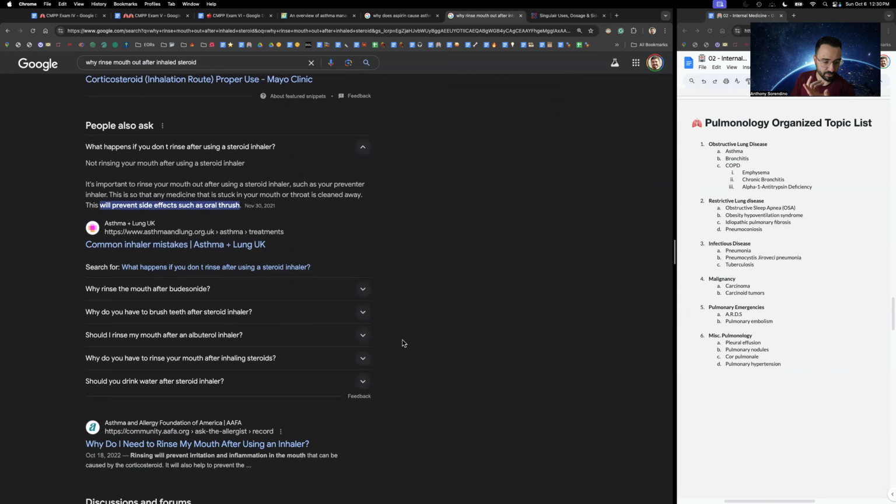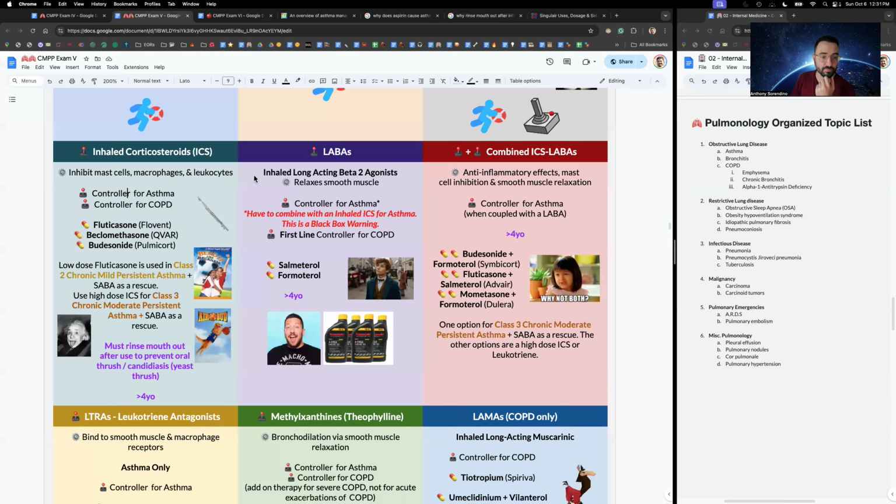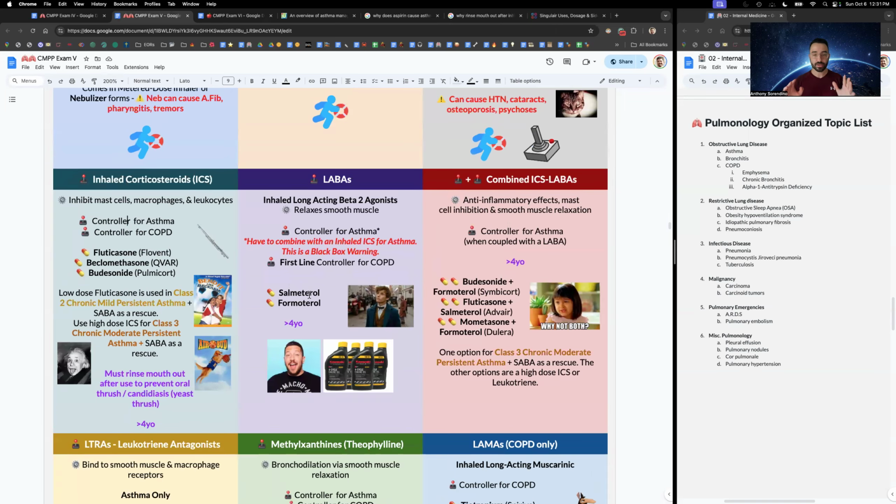It doesn't even say, but that has to be why you do that. Okay. You can combine inhaled corticosteroids and a long-acting beta 2 agonist. And then you have something like Symbicort, Advair, and Dulera. So these are going to be for more severe asthma. It's like, why not both?